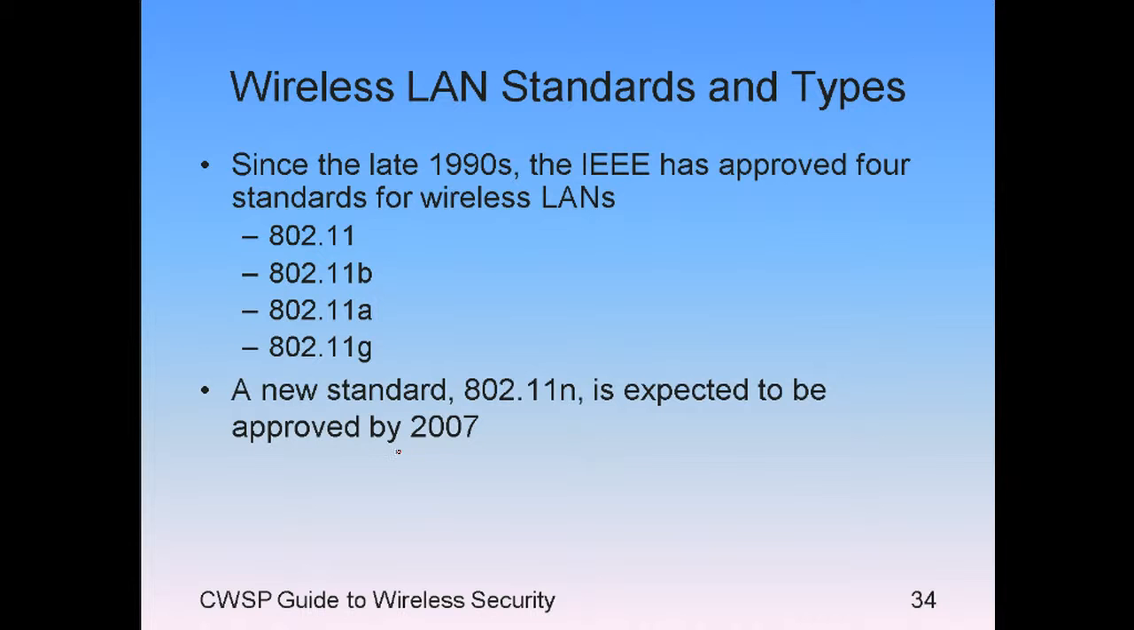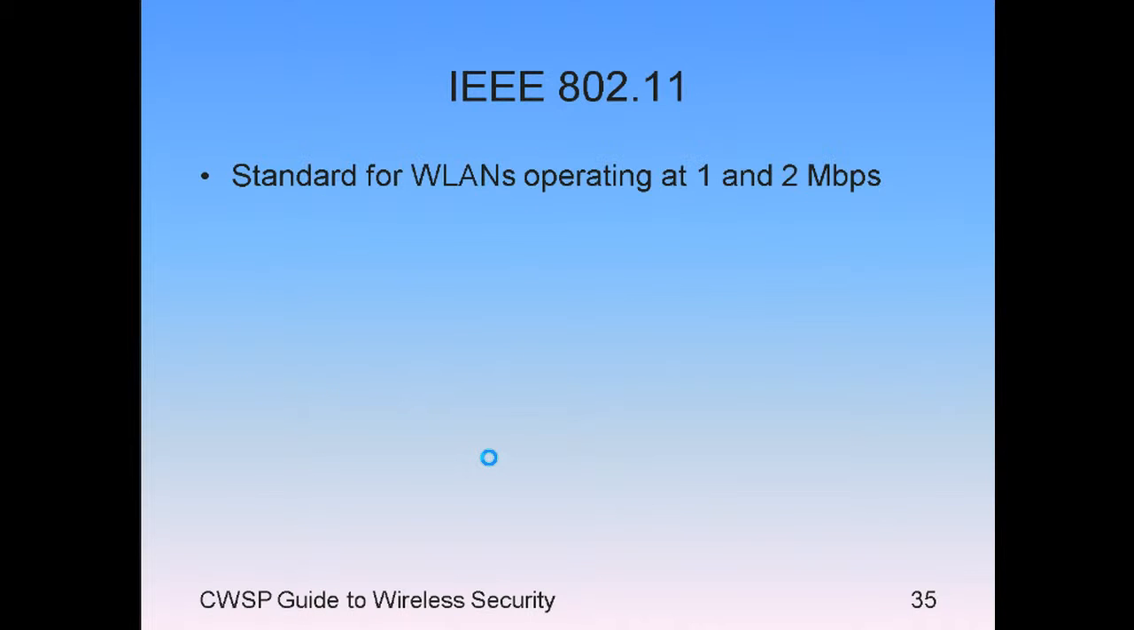802.11 was expected to be approved by 2007, and 802.11 obviously is approved and in production. The next one, 802.11ac, is the one that is next to be approved. This is some history here.